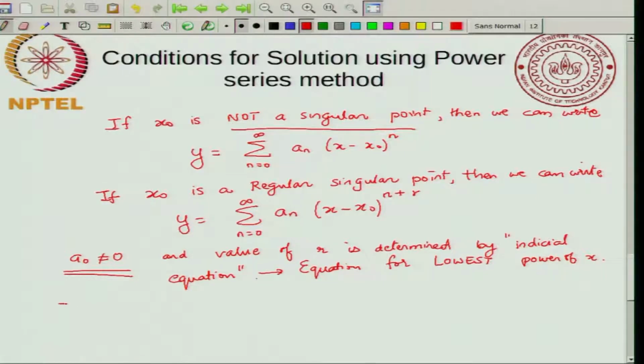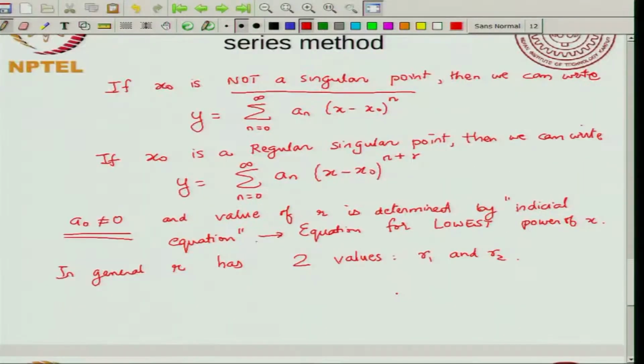In general, the indicial equation has two roots, r1 and r2, so r has two values. It is like solving a quadratic equation. So two values r1 and r2. So what do you do with this equation?